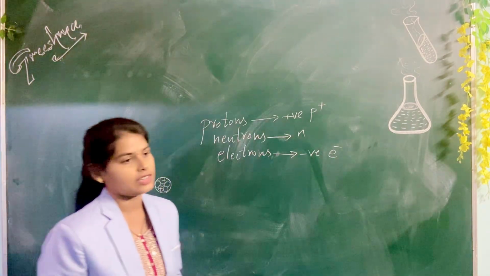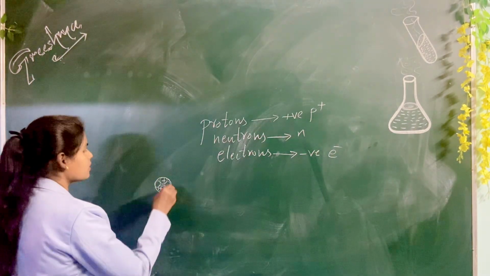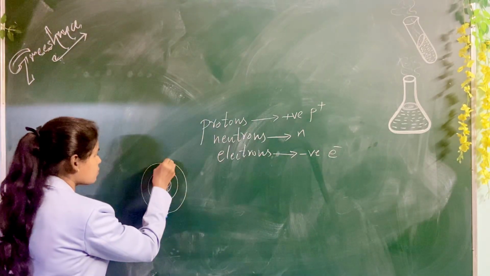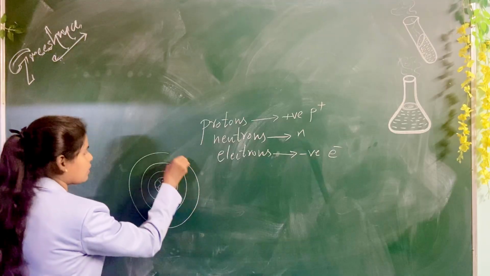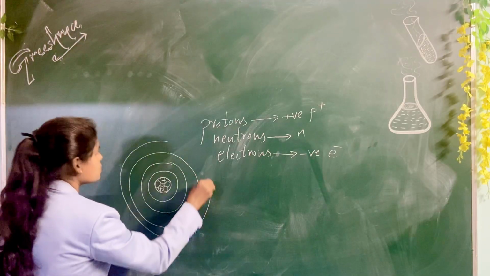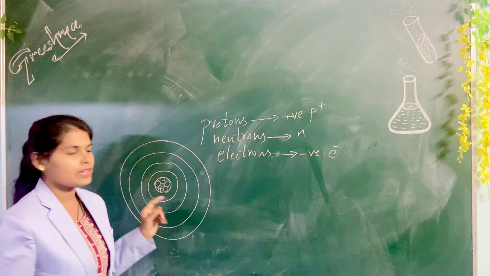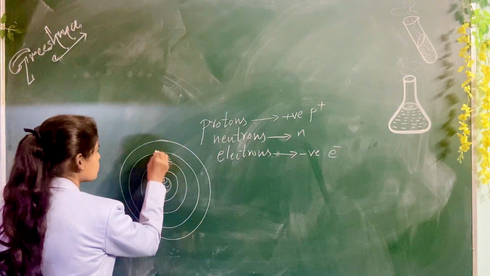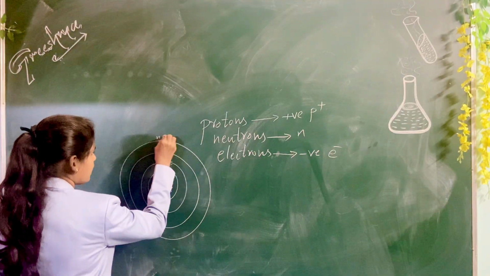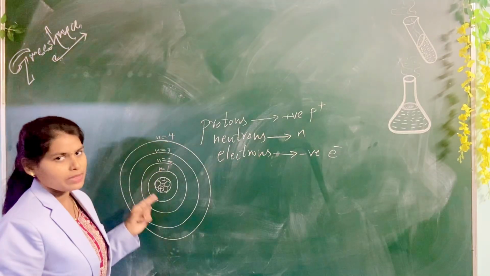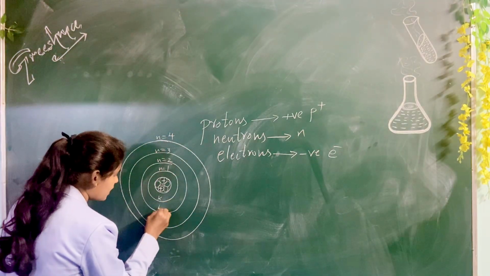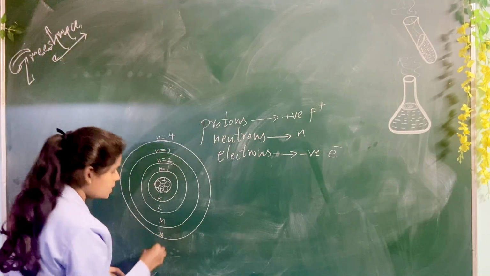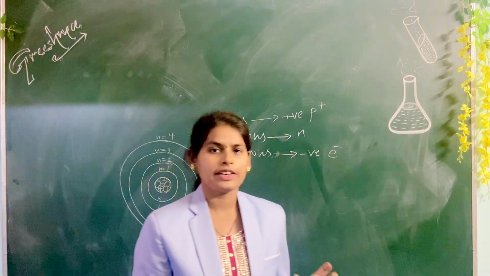Then what about electrons? Where are they located? These electrons are located around this nucleus in particular shells. These are called shells, or they are also called energy levels. These energy levels are represented by numbers, that is n equals 1, n equals 2, n equals 3 and n equals 4, and they are also named K, L, M and N. So these are the shells or the energy levels.